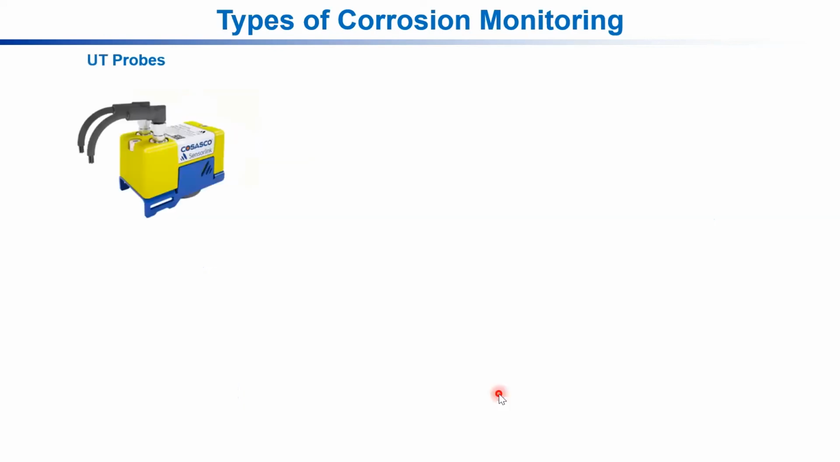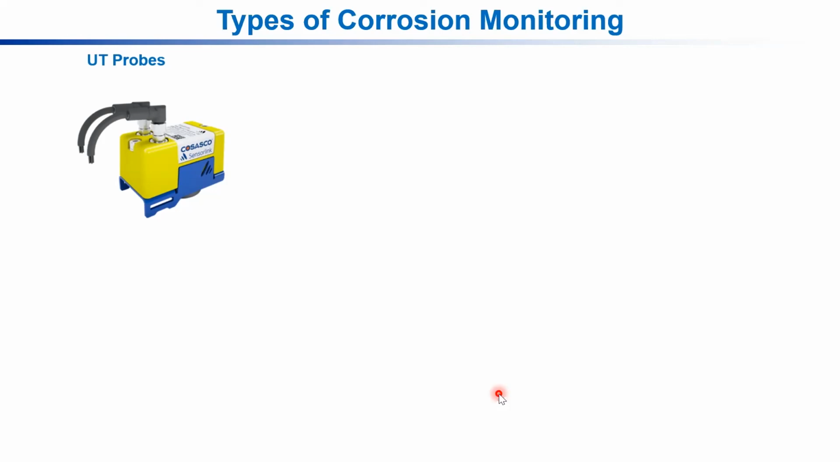UT probes. You heard me say before about inspection and probes. In my opinion, UT probes are an inspection tool. No matter how sensitive they are, a continuous inspection tool. They will measure something once your pipeline wall has seen it. Is it too late? No, it may not be too late.